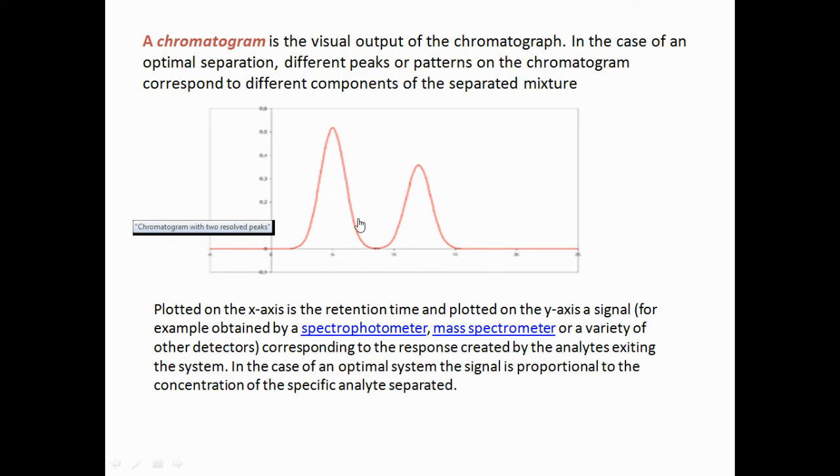These peaks give the information about the number of components present in the mixture. As we see in this case, we have two peaks. That means there are two components present in the mixture. The area covered under the peak, this complete area under this peak, will give information about the concentration of the component. Now this chromatogram can be obtained by using spectrophotometers or mass spectrometers, which act as detectors and then give rise to a chromatogram.